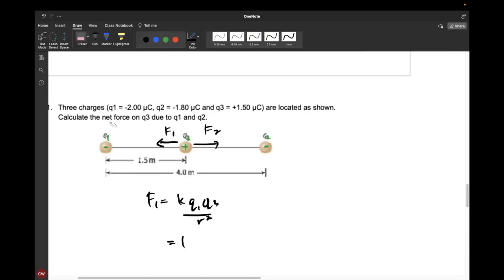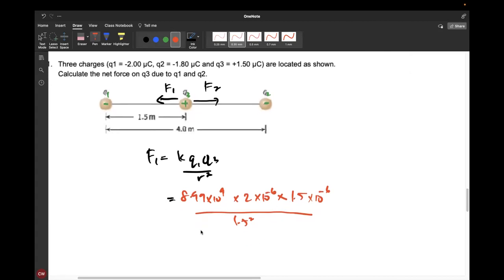Here, try to calculate it. K value, Q1 is 2 times 10 to the power of minus 6, Q3 is 1.5 times 10 to the power of minus 6, distance 1.5 squared. Okay, check for this value first. Can you give me the answer?